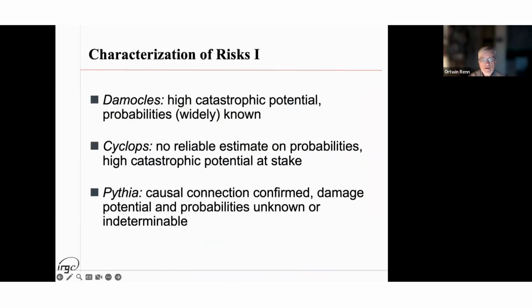I put this down here to see. Damocles: high catastrophic potential, probabilities widely known. Nuclear energy would be, I think, a good example. The Cyclops: no reliable estimate of probabilities, but high catastrophic potential that we know of. So something that's really bad, but we don't know the probability and we don't know when it's happening. A big meteorite hitting the Earth, or some of the climate change boundaries being trespassed and so on. Pythia: causal connection confirmed, damage potential and probabilities unknown or indeterminable. So that's something where clearly a precautionary approach would be appropriate.